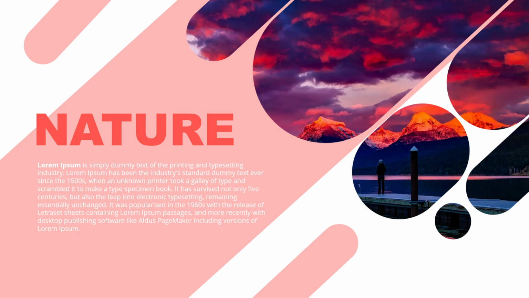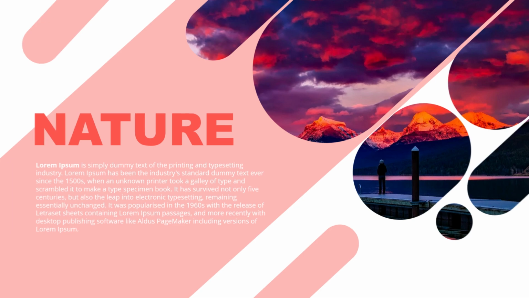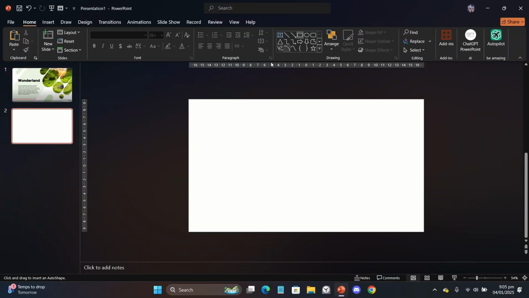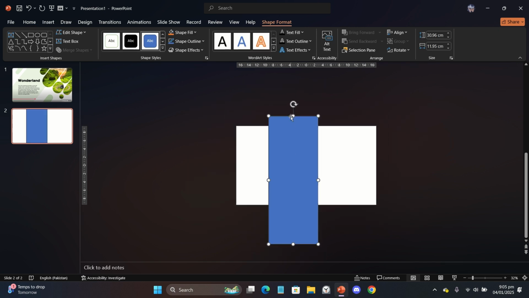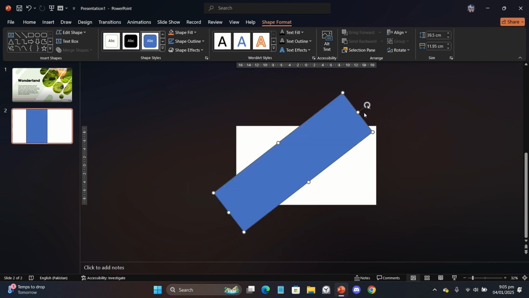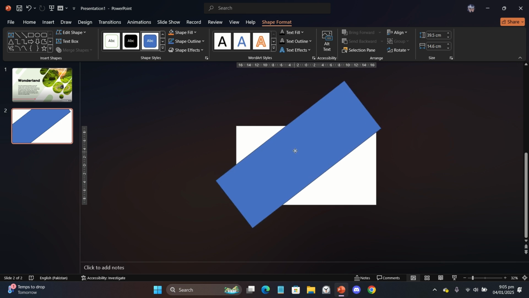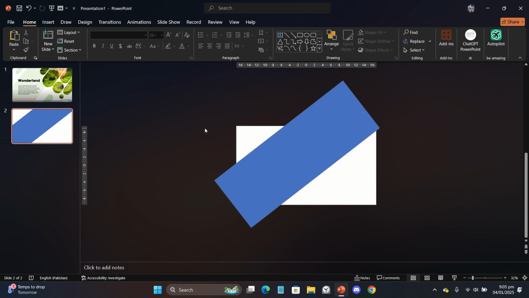So let's begin our tutorial. As always, what you have to do first is open up a blank slide and insert a rectangle and make it longer and then rotate it so that the corners of it go out of the slide and put it right here on the slide like this. Remove its outline.